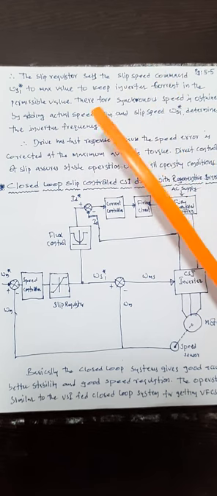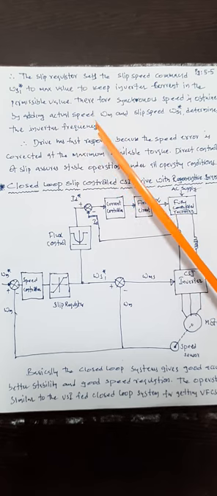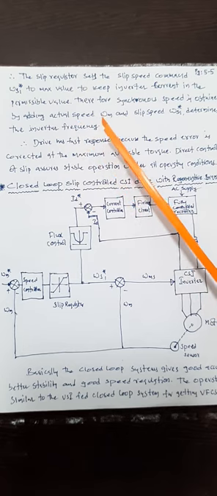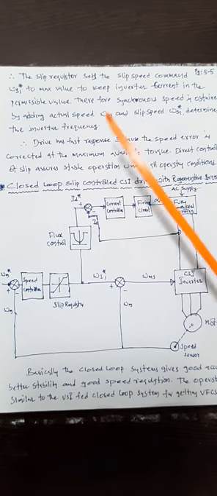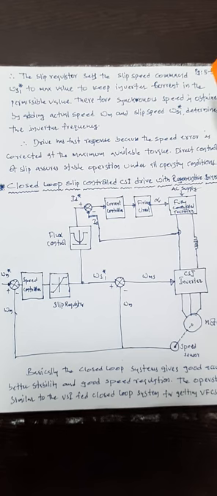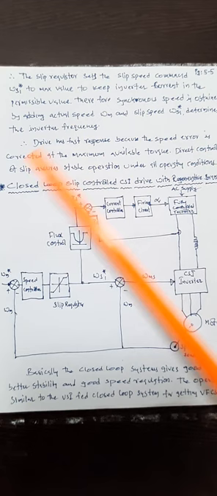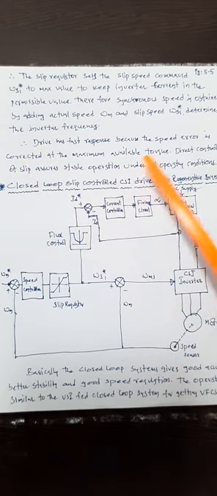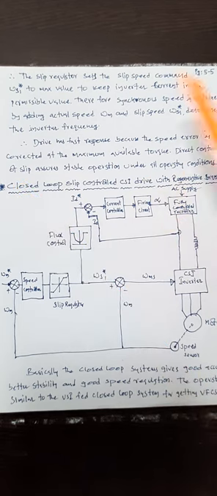But already you know the process. For below rated speeds, V by F is maintained constant. For above rated speeds, V is maintained constant and F is changed for maintaining maximum torque. Therefore, the drive has a faster response because the speed error is corrected at the maximum available torque. So direct control of slip assures stable operation under all operating conditions.